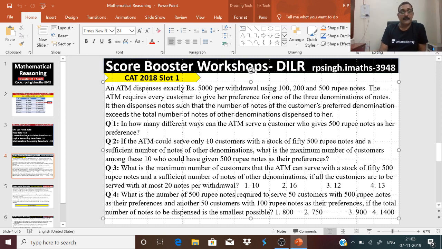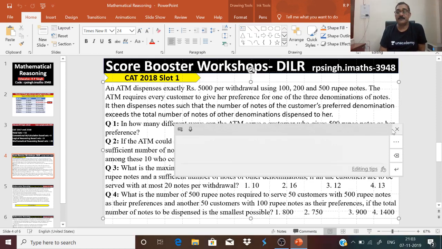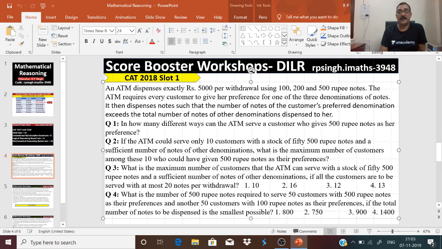An ATM dispenses exactly 5,000 per withdrawal using 100, 200 and 500 rupee notes. The ATM requires every customer to give her preference for one of the 3 denominations of notes. It then dispenses notes such that the number of notes of the customer's preferred denomination exceeds the total number of notes of other denominations dispensed to her.